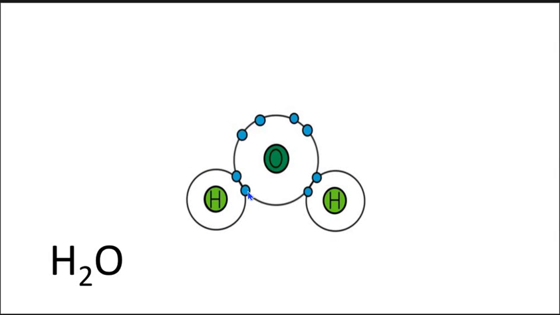So this hydrogen has 2 electrons in its outer level. This hydrogen has 2 electrons in its outer level. And if you look at oxygen, oxygen has a full 8. So this is a stable molecule. It is no longer reactive.